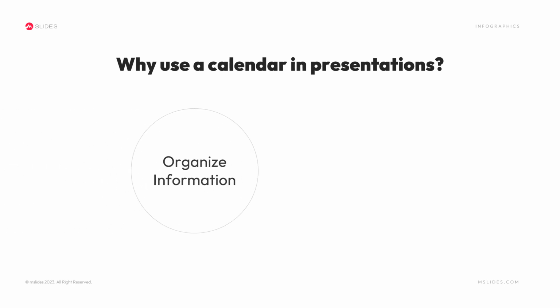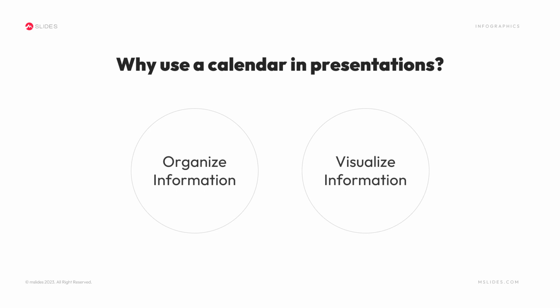1. Organize information. Calendars are an effective way to organize information. They can assist your audience to comprehend the sequence of events, deadlines, or milestones. This is especially helpful for project management or planning presentations, because a schedule is necessary for understanding the scope of the project.